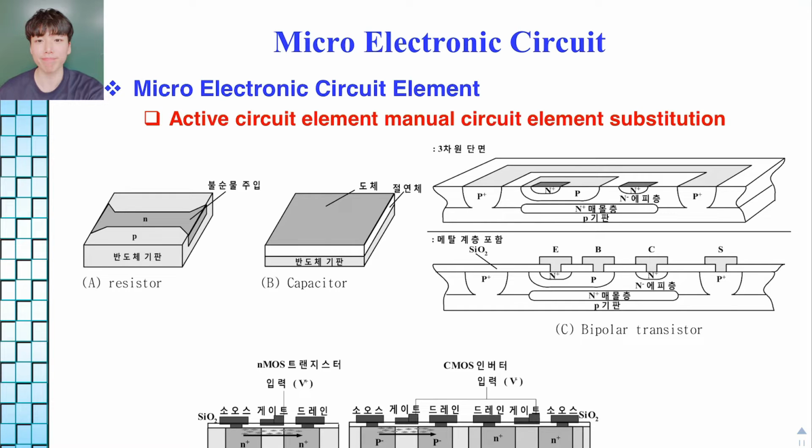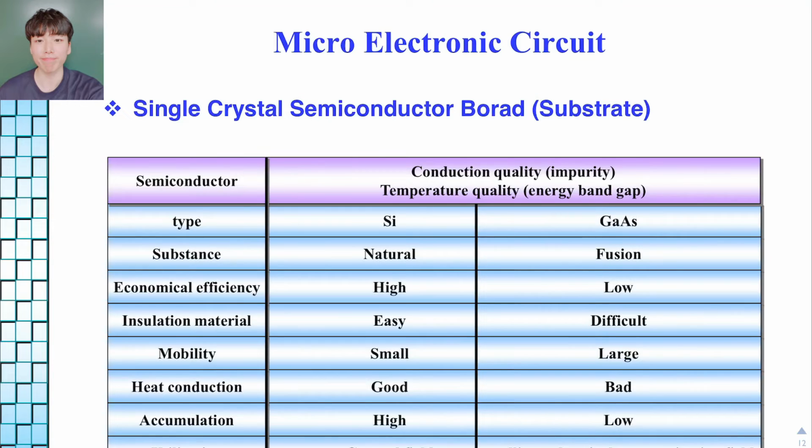Microelectronic circuits have two types of circuit. First is active circuit and second is passive circuit. This is a BJT, and this is a field effect transistor, and we usually use FETs. And in passive circuits, there are resistors and capacitors.